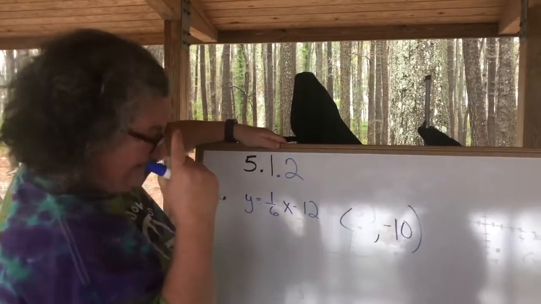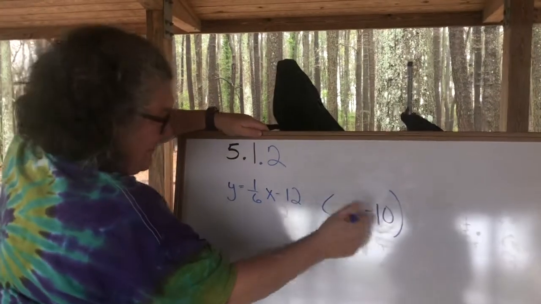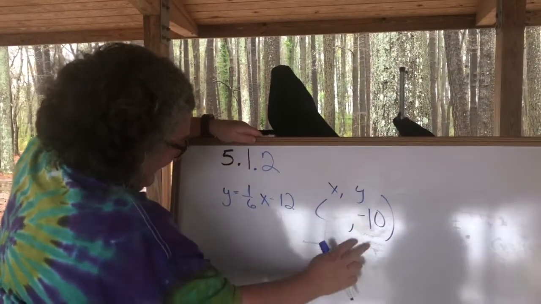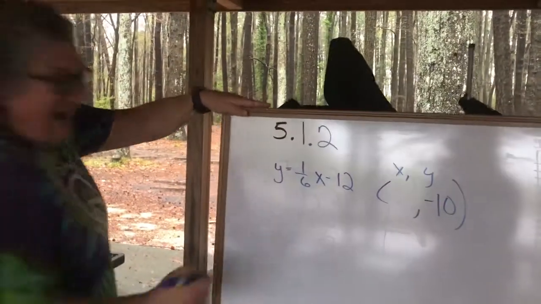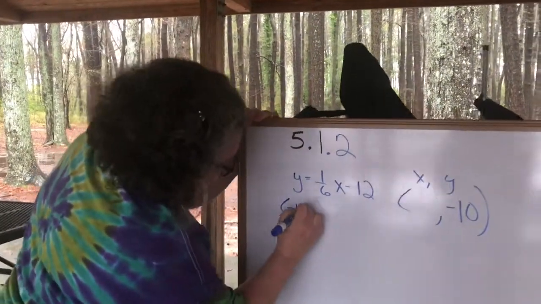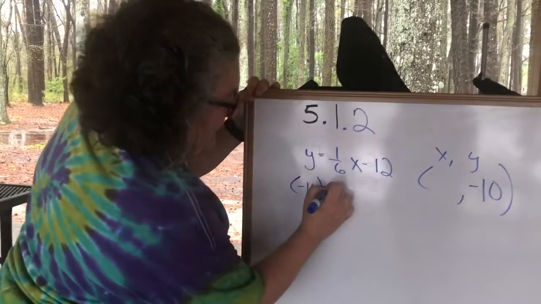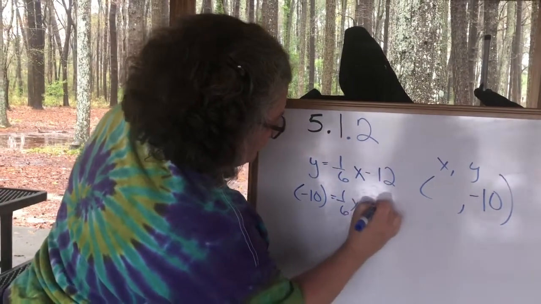Okay, so this is our y because it goes x, y. And I need to plug that in for my y. So we put the negative 10 in for y, and we're going to solve for x.